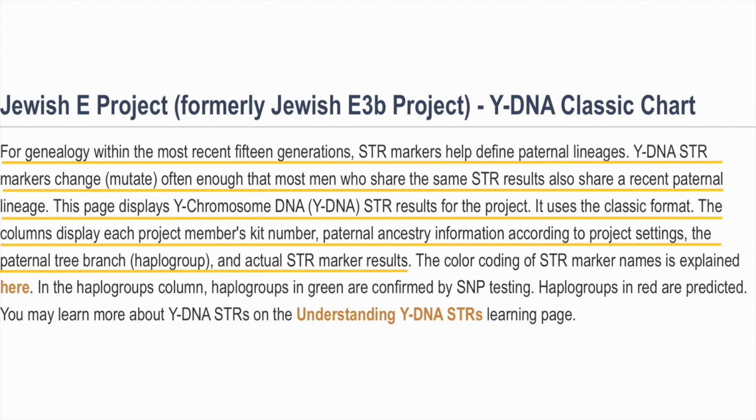For genealogy within the recent 15 generations, STR markers help define paternal lineages. Y-DNA STR markers change, mutate often, enough that most men who share the same STR results also share a recent paternal lineage. This page displays Y-chromosome DNA, Y-DNA STR results for the project. It uses the classic format. The columns display each project member's kit number, paternal ancestry information according to project settings, the paternal tree branch, haplogroup, and actual STR marker results.